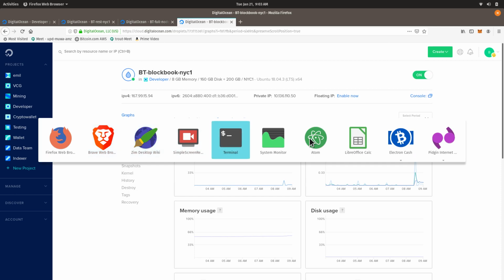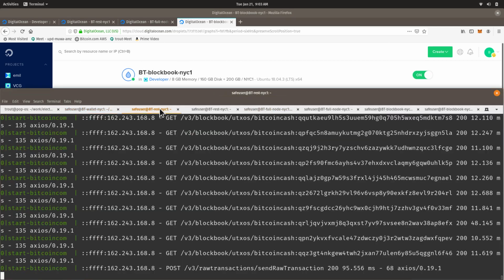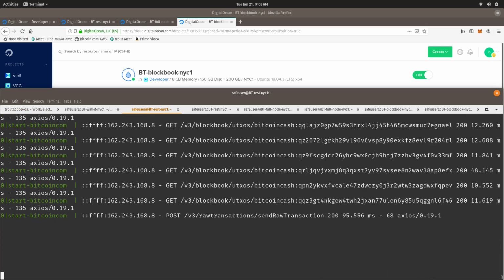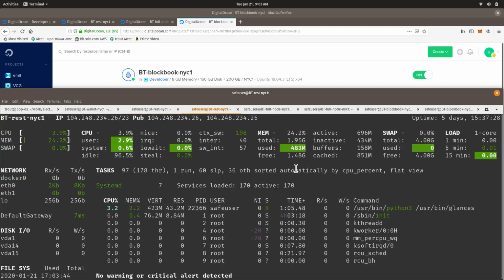Let me show you the consoles that we'll be monitoring. This is the output of the REST API, and so you can see these different API calls that I made in a previous test before I started the video.